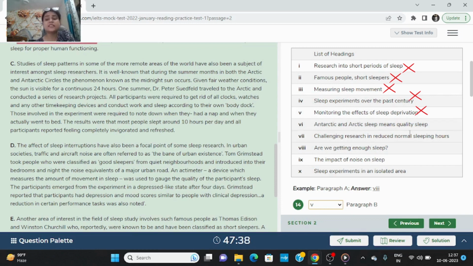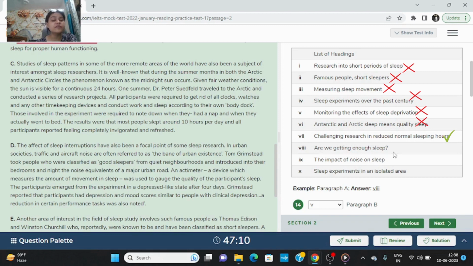Arctic and Antarctic sleep means quality sleep? Is that so? No, it's not like that. Challenging research in reduced normal sleeping hours? Yes, this can be the answer. So I will put a tick over here and I will move to other headings.